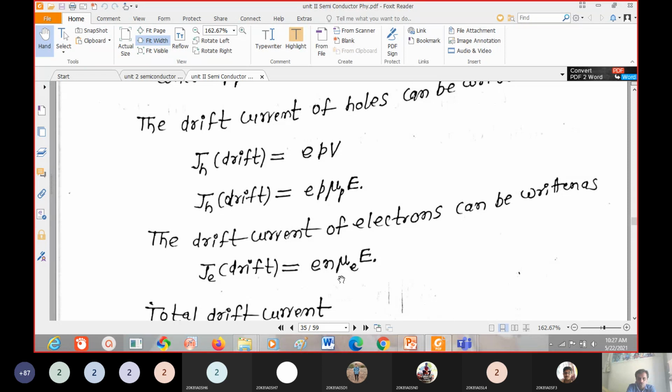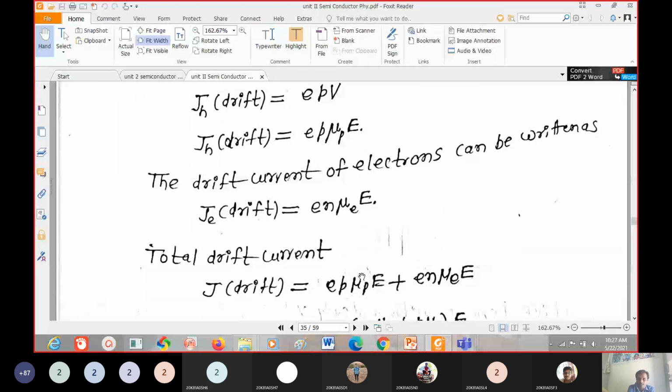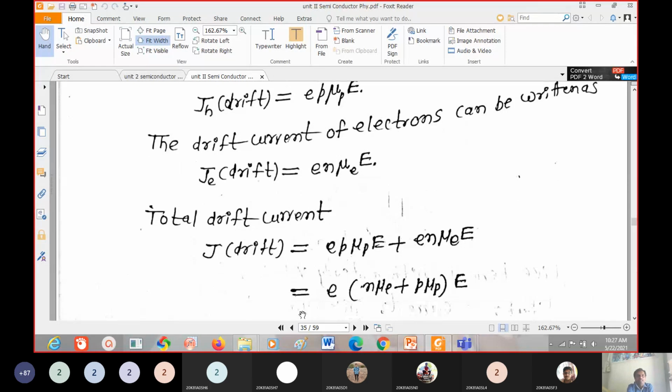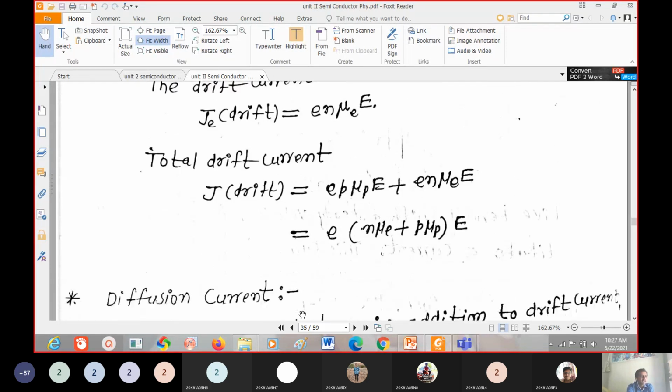Now the total drift current density is equal to the current density of the electrons plus the current density of the holes. This is the drift current density. In the case of an intrinsic semiconductor, n equals p equals ni, the intrinsic carrier concentration. Taking common terms, we can get the particular equation. This is about the drift.